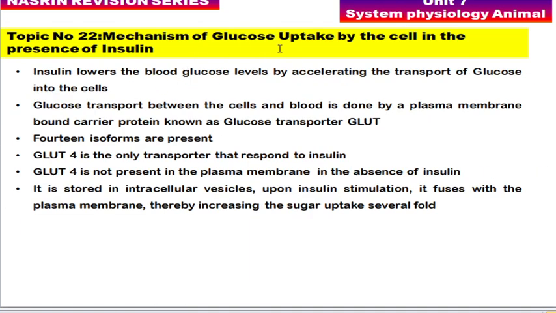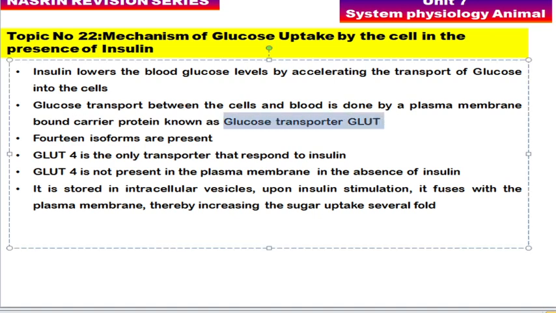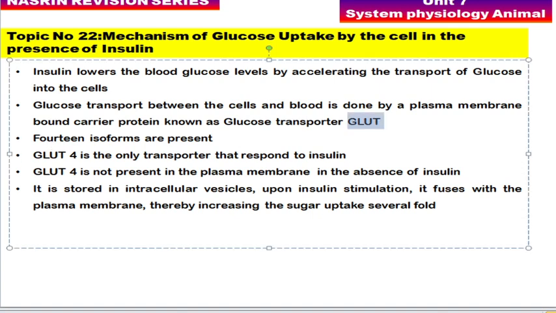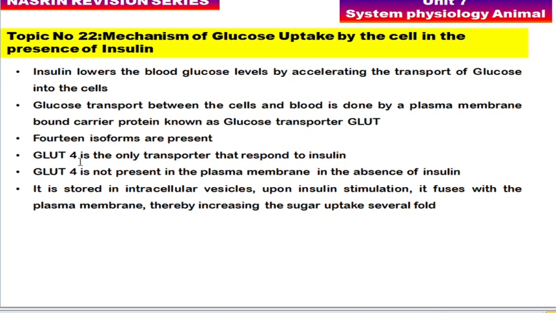Next, the mechanism of glucose uptake by the cell in the presence of insulin. Insulin lowers the blood glucose level by accelerating the transport of glucose into the cell. Glucose transport between the blood and the cell is done by a plasma membrane carrier protein called the glucose transporter, GLUT. Fourteen isoforms of GLUT are present, but only GLUT4 responds to insulin. GLUT4 is not present in the plasma membrane in the absence of insulin; it is present in the plasma membrane only in the presence of insulin.